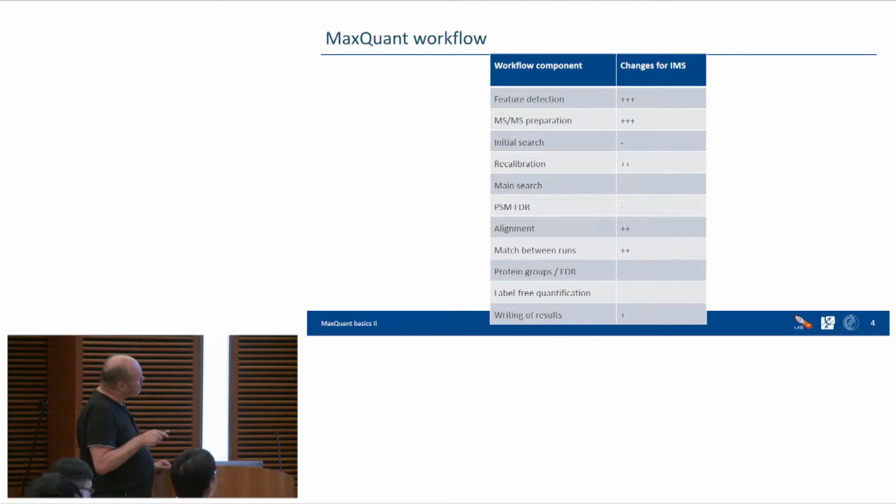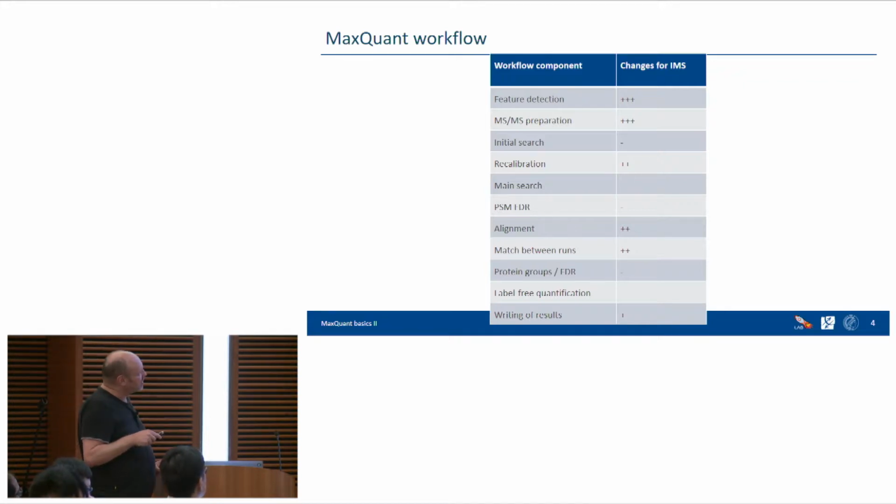Also, the way you prepare MS-MS spectra for the database search will change, because now you have to project out these MS-MS spectra from higher dimensional data. We still use the Andromeda search engine on conventional spectra, and to produce them we have to project them from the higher dimensional data, and then of course you have to know where exactly you should project and so on. So this will also need a lot of adaptation.